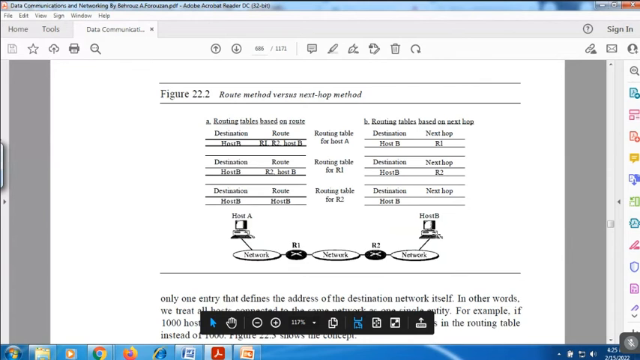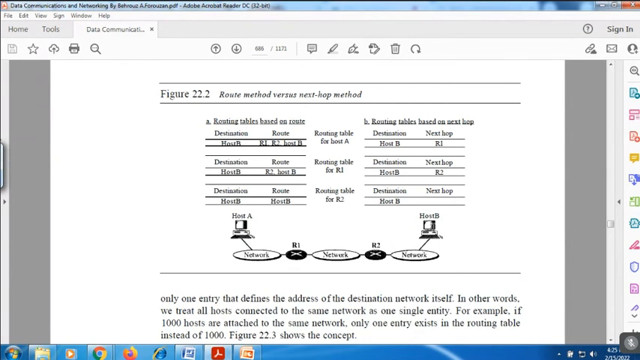R2 sir. R2. What is the next hop? Host B sir. Host B.